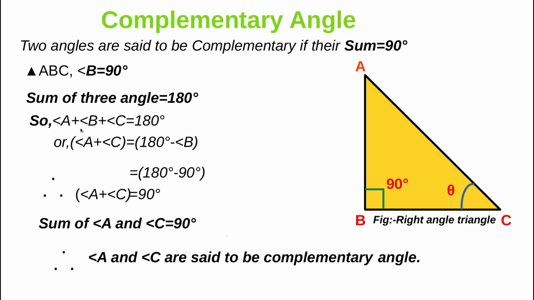So here angle A plus angle B plus angle C equals 180 degrees. The given value of angle B is 90 degrees. So put the value of B, which is 90 degrees, in place of angle B. Now angle A plus angle C equals 90 degrees. So the sum of angle A and angle C is 90 degrees, so we can say that these two angles are complementary angles.